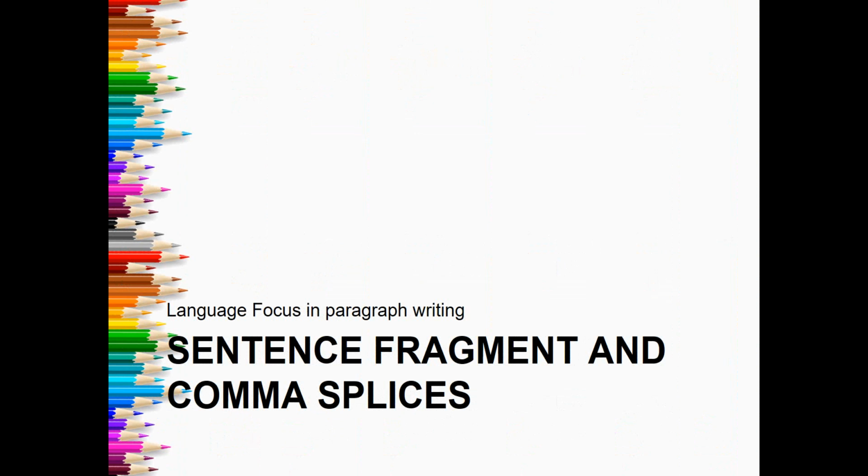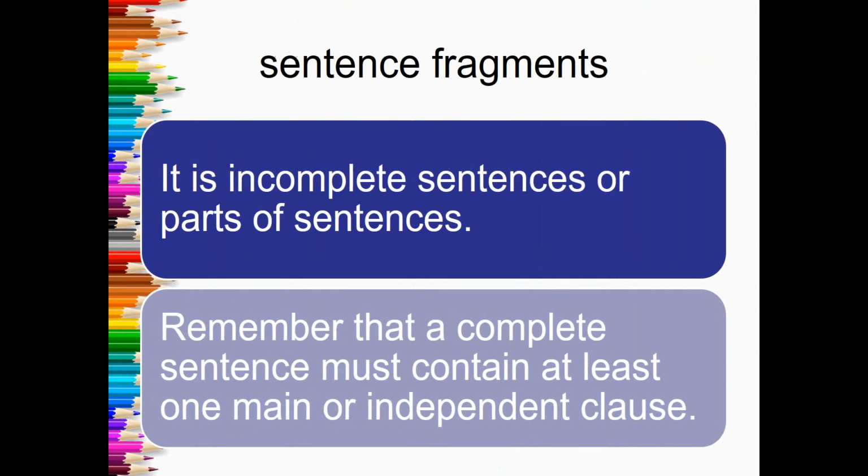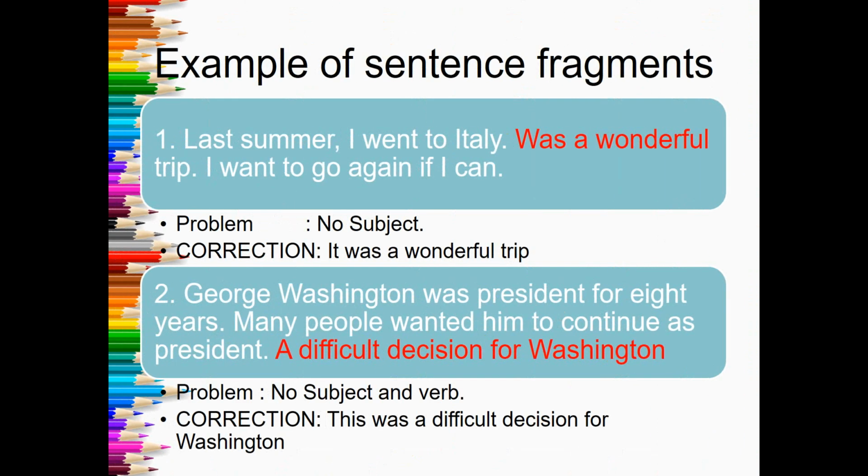Next is about sentence fragments and comma splices. It happens a lot, and those are things that we have to avoid later on when we write a paragraph. What is a sentence fragment? A sentence fragment is an incomplete sentence. We write only part of the sentence. In fact, a sentence must be complete. There must be one independent clause. It is impossible if we just have part of it.